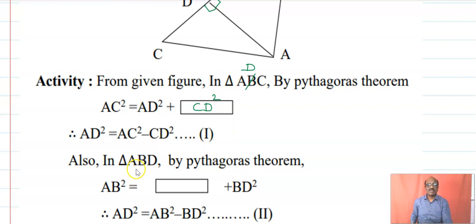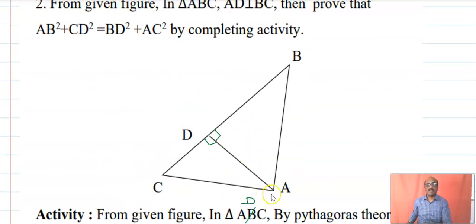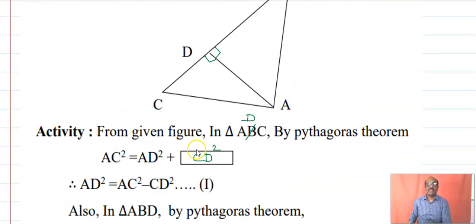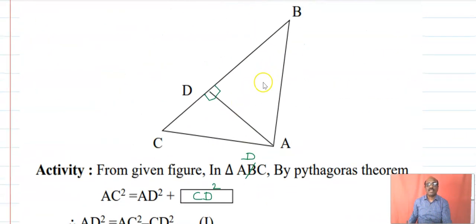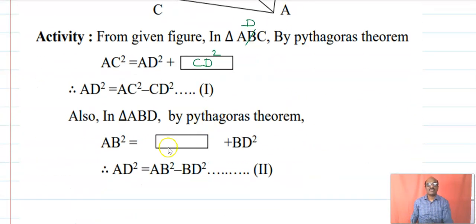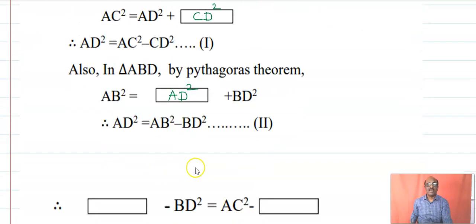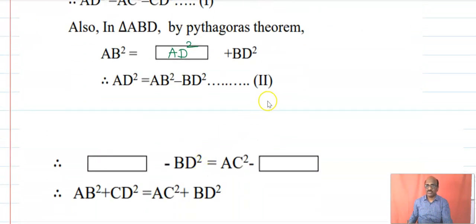Next we consider the triangle ABD. Again this is also a right angle triangle, and AB is the hypotenuse. AB square is equals to BD square plus AD square, that is AB square is equals to AD square plus BD square, and therefore AD square is equals to AB square minus BD square. This is number 2.